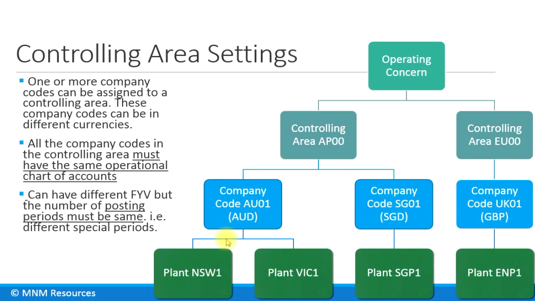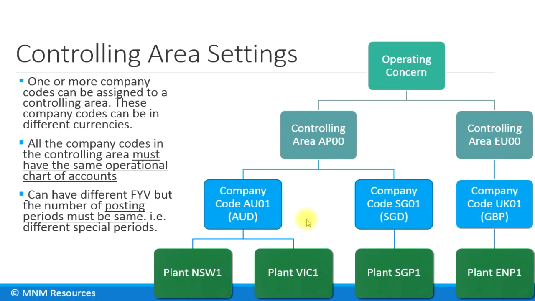They can have different special periods. For example, this company code can have a fiscal year variant of 12 posting periods and 1 special period. This can have 12 posting periods and 4 special periods. Special periods can differ, but the number of posting periods has to be the same. That means the number of months, let's say for example 12 months in this company code, then it also has to be 12 months in this company code as well. That is usually very logical. You might find it, yes, of course, why would not there be 12 months?